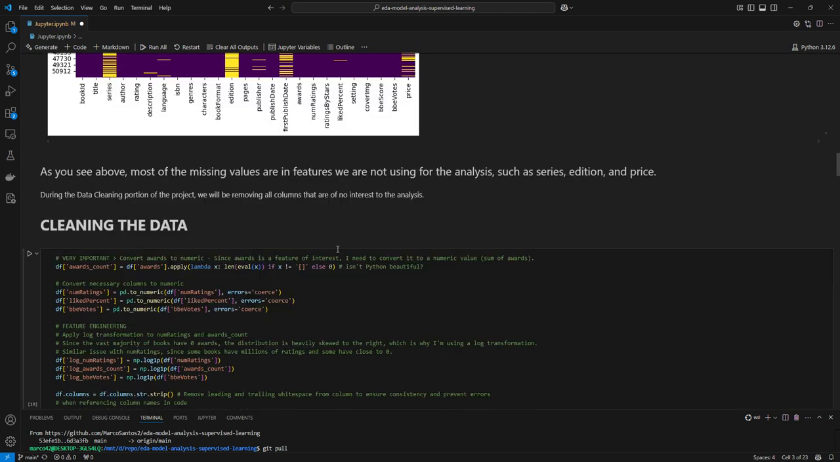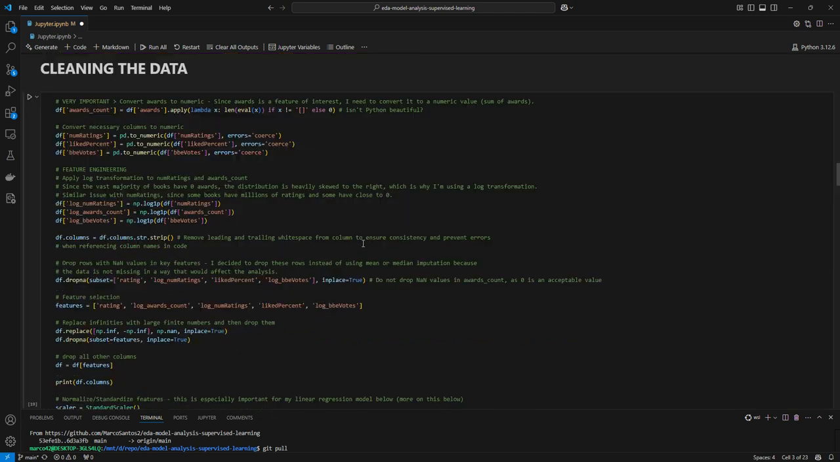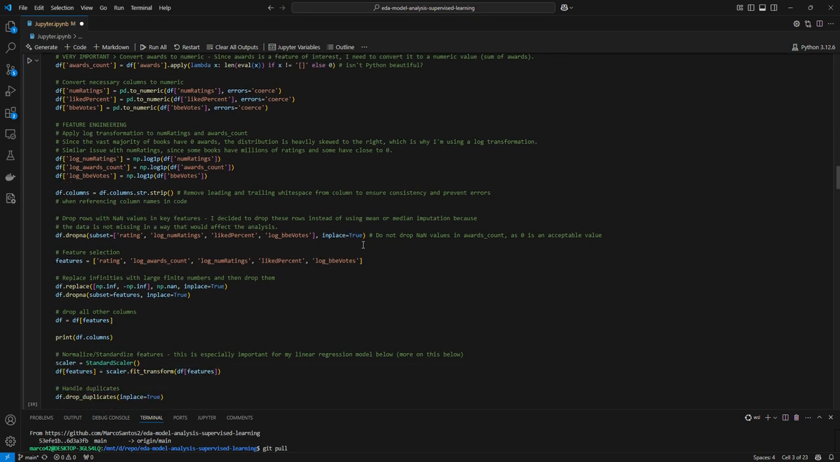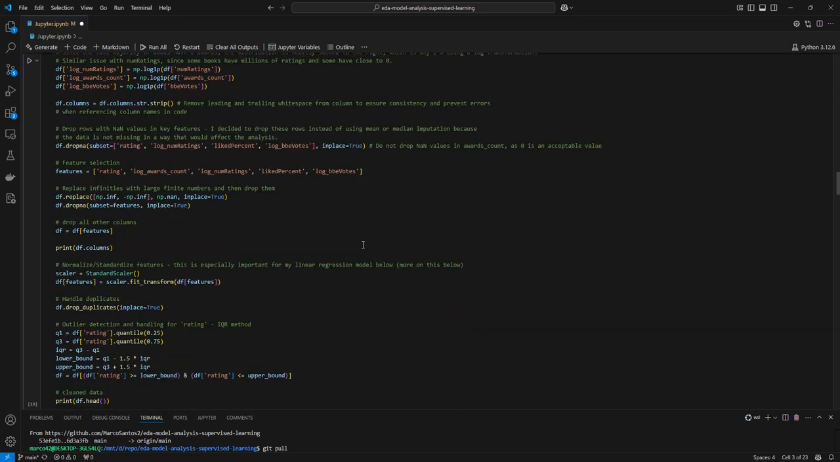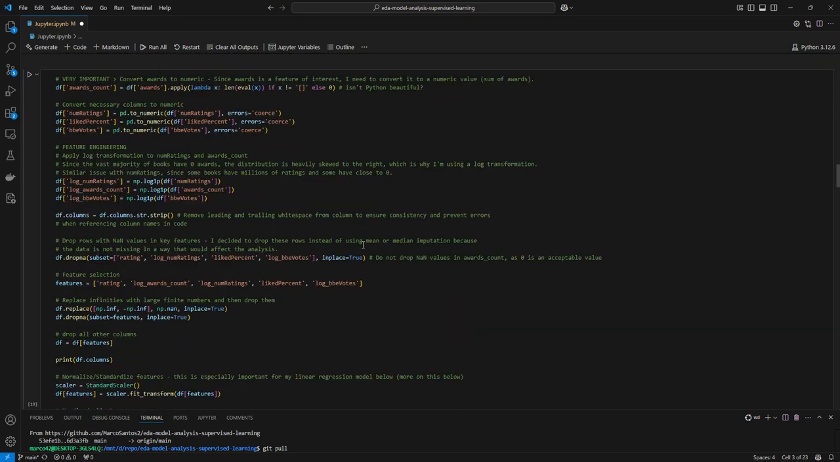All right, so let's take a look here at the data cleaning. We can go over some of the things I decided to do here to prepare the data before we apply our models to the data set.